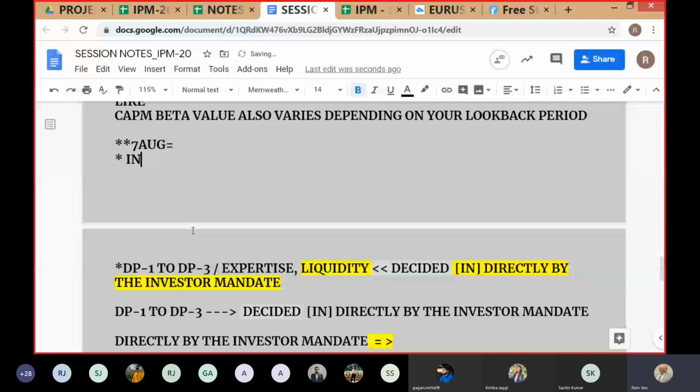Decided directly by the investor mandate means that the investor, okay, I'm going to write everything in caps, it's much easier for me, investor explicitly himself specifies the asset class. I'm just going to write asset classes, markets, instruments to be traded. So an example of a direct investor mandate is what you guys are facing in this project.